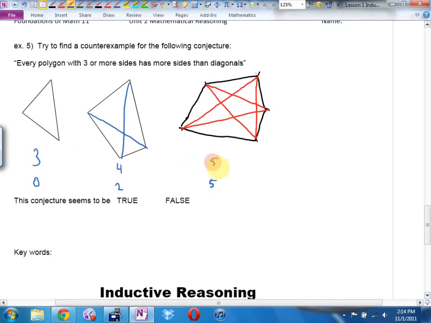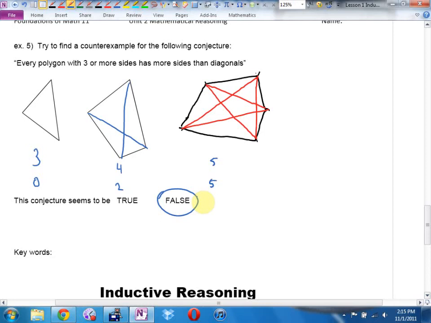Now, we were lucky. We found a counterexample after three examples. And as I mentioned before, there are plenty of theorems in math where that counterexample didn't show up for such a long time that they assumed it was true until they found out it was false. And then they had to rewrite the books. Nowadays, we usually use computers to check these in a hurry because we're kind of lazy.